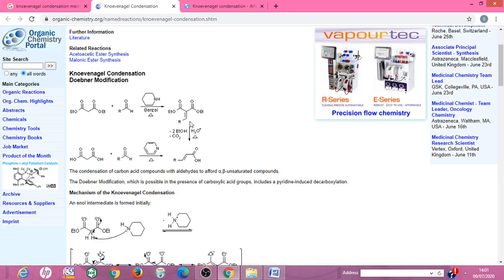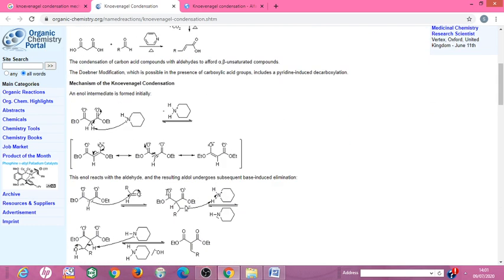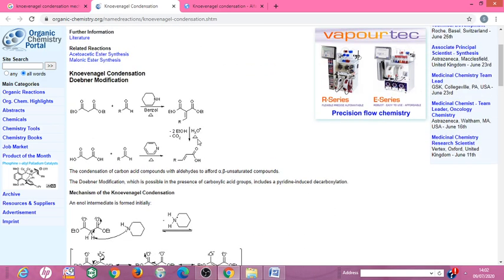The mechanism of this Knoevenagel condensation reaction involves three steps. Step first is the formation of carbanion. Step second is the nucleophilic addition of the carbanion on the carbonyl carbon of the aldehyde, forming the alkoxide ion, and then this alkoxide ion on protonation followed by dehydration gives the alpha beta unsaturated ester. And step third is the alpha beta unsaturated ester, which on hydrolysis and heating undergoes decarboxylation, forming the alpha beta unsaturated acid.